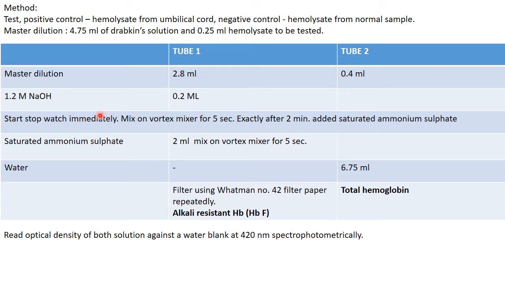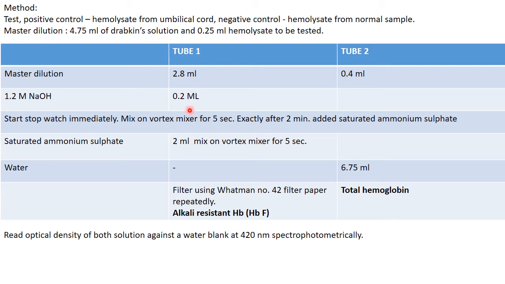In a 10 ml test tube, you will be taking 4.75 ml of Drabkin's solution and 0.25 ml of the hemolysate. This we can consider as a master dilution. Now from this master dilution, transfer 2.8 ml of the solution to test tube 1 and 0.4 ml into test tube 2. Next, 0.2 ml of 1.2 molar NaOH is taken into test tube 1 only.